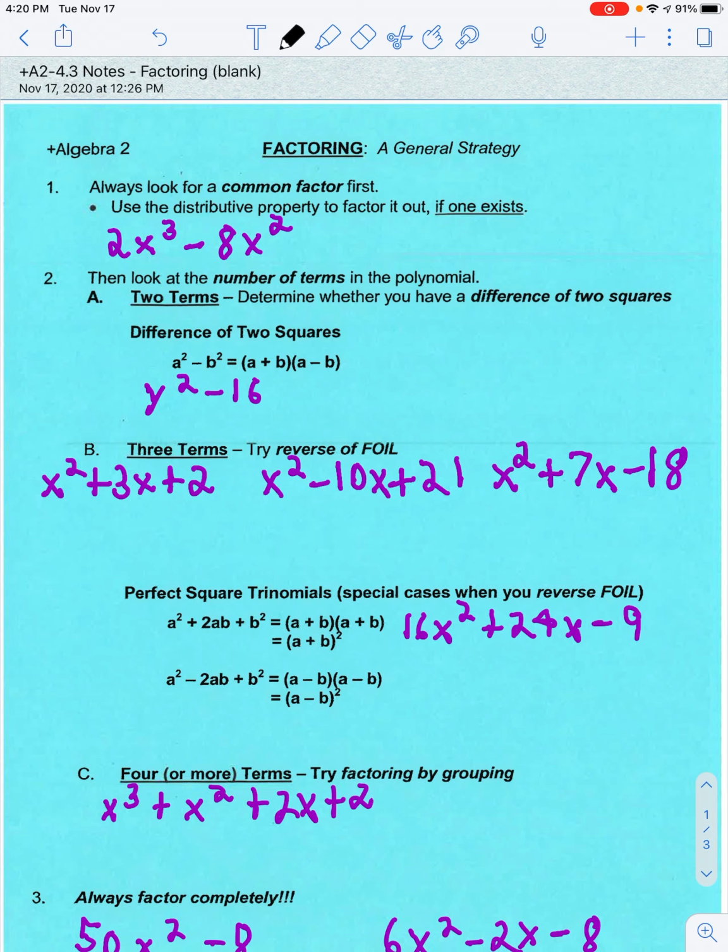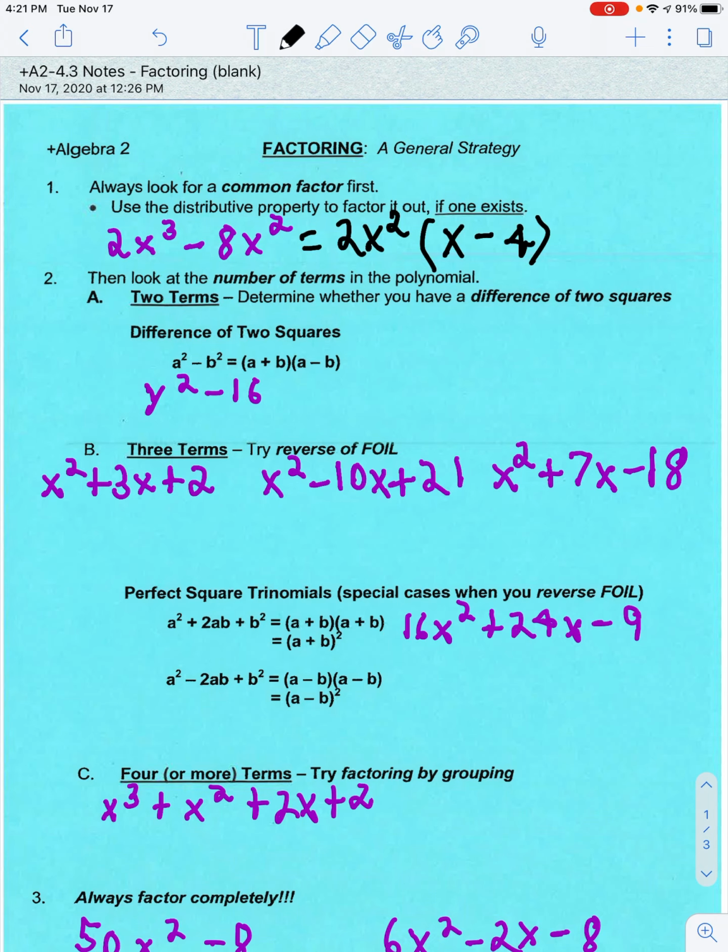So numerically we have 2 and variably we have x squared as the largest power of x that we can factor out. And so I think 2x squared times what would be 2x cubed, and that would be x. And then I think 2x squared times what is negative 8x squared, and that would be negative 4. And I have now factored out the common factor, and the remaining factor x minus 4 does not factor again. It's first degree. The variable x is raised to the first power.